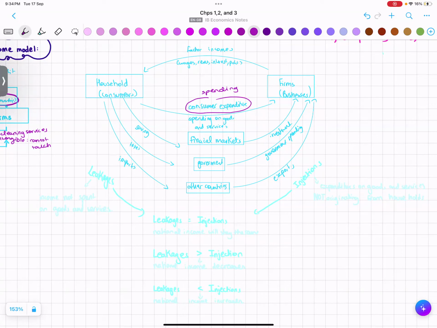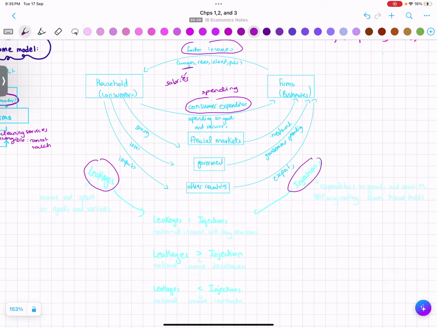And then firms give them factor incomes, okay? They give them wages and salaries, okay? So these are salaries, rent, interest, profit. And then you have leakages and injections. Leakages are income not spent on goods and services. Injections are expenditures on goods and services.